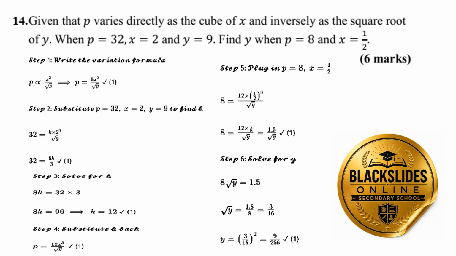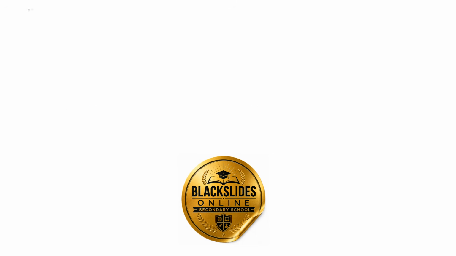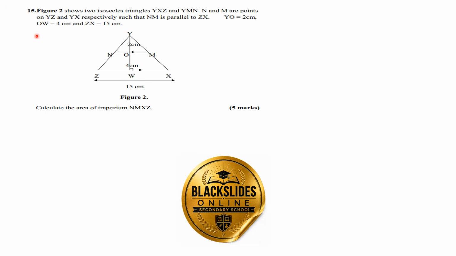We are revising a mathematics paper from NED. Figure 2 shows two isosceles triangles, XYZ and YMN. N and M are midpoints of YZ and YX respectively, such that NM is parallel to ZX. If YO is equal to 2, OW is equal to 4, and ZX is equal to 15, calculate the area of the trapezium NMXZ.